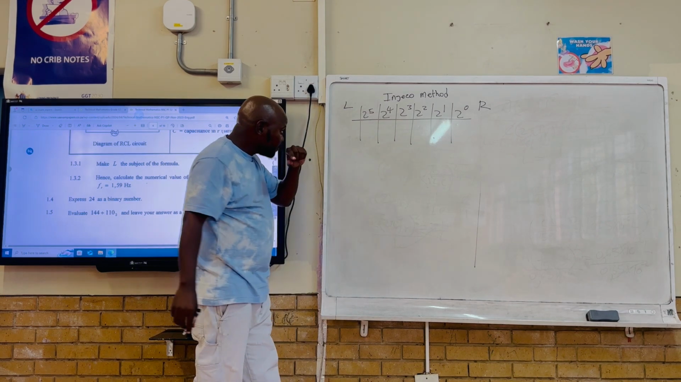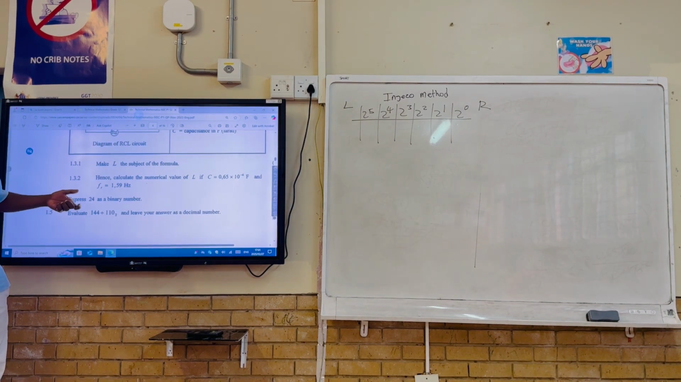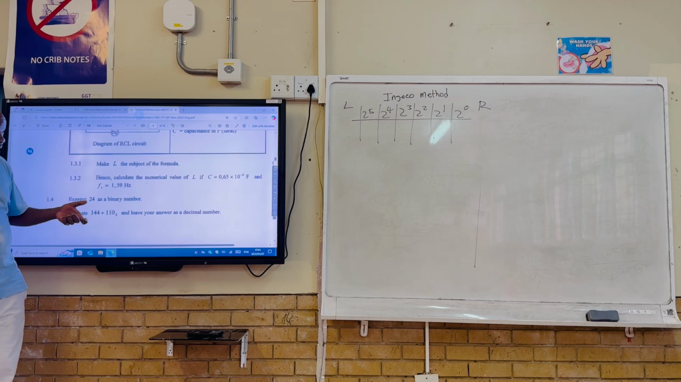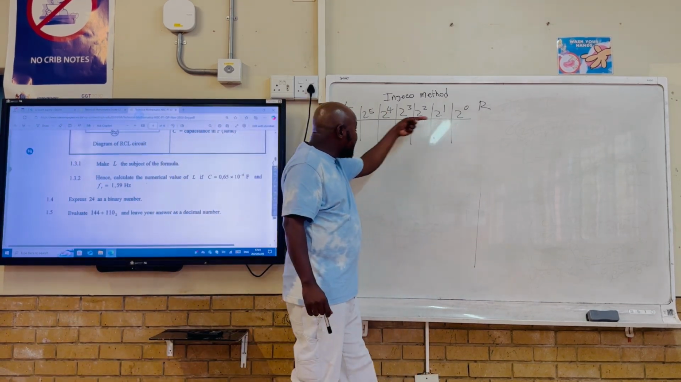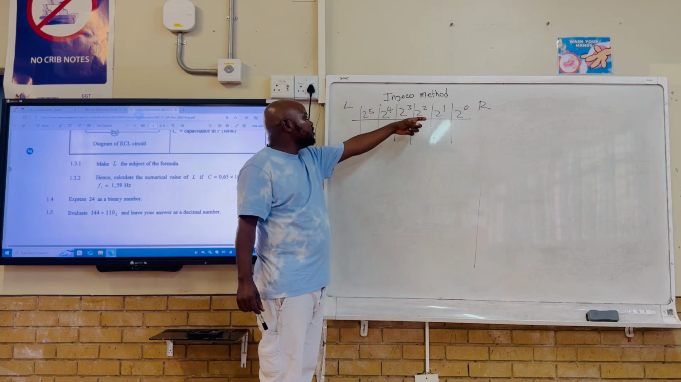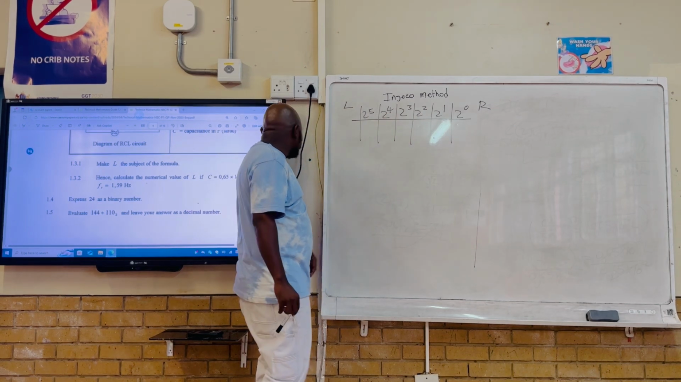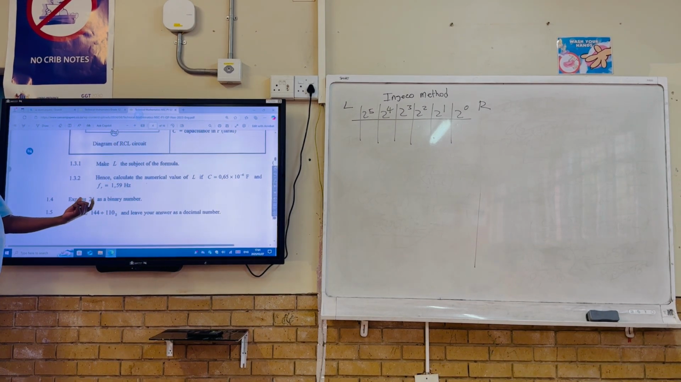Are you together? Nice. So we are moving 24, a decimal number, to a binary number. We are going to check the power of 2 that is not exceeding 24. It is not greater than 24. It must be lesser than 24.